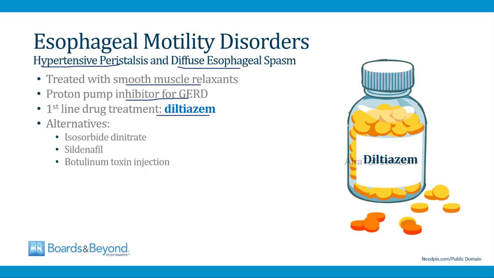This is a drug that's also used for treatment of hypertension and in other cardiac conditions. There are some alternatives if patients can't tolerate the diltiazem or if the diltiazem doesn't work. You can use nitrates like isosorbide dinitrate. Sildenafil has some effect. And as we talked about earlier for achalasia, in other motility disorders you can also inject botulinum toxin into the esophagus to try and relieve the pressure generated by peristalsis.